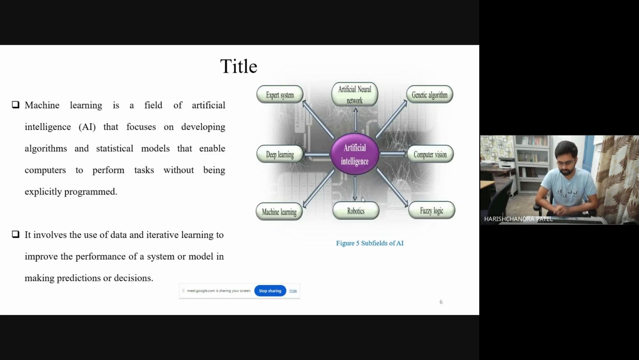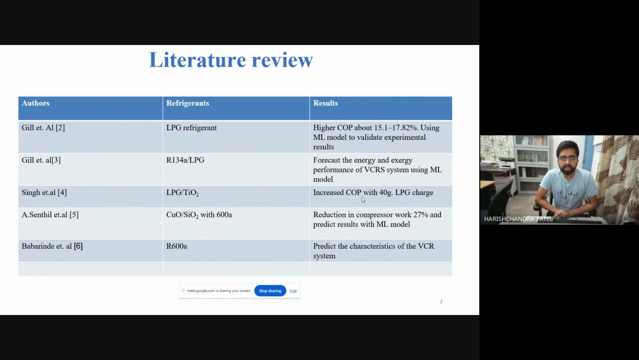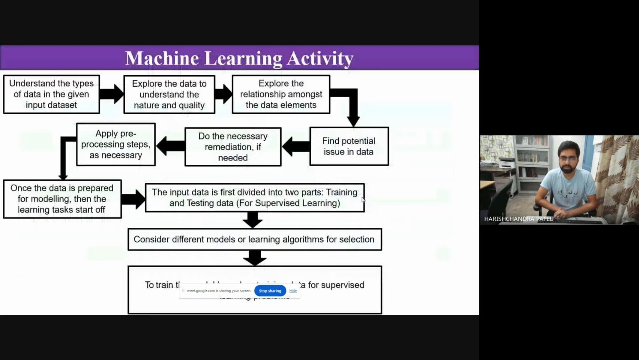These are some literature reviews that use LPG refrigerant. These authors worked with different types of refrigerant like LPG, R134a, and liquefied petroleum gas, using mixtures with nanoparticles, R600, and they predicted some results of the vapor compression refrigeration cycle like coefficient of performance, cooling effect, and power consumption.